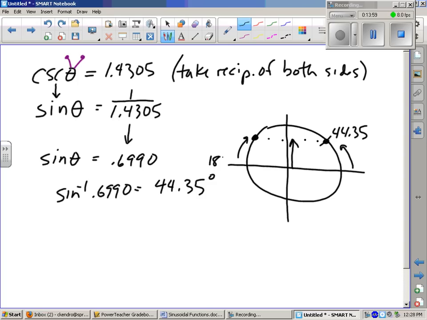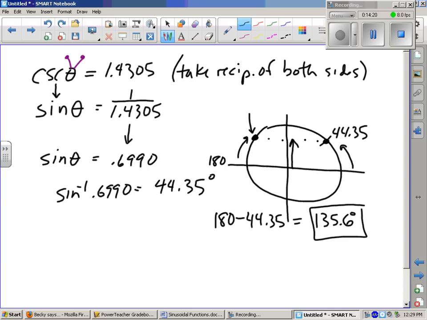Well, if this is 180, how are we going to figure out what that angle is? Well, we're going to go backwards 44.35. So 180 minus 44.35, and I get 135.65. Well, we'll round to the nearest tenth, so 135.6. Okay, so again, there's no rhyme or reason for that second angle. You're going to have to just figure out where it is on the circle and then add or subtract or move things one way or the other.